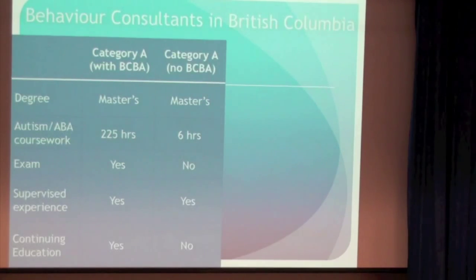A second way is the same, but not a BCBA. So now the person has a master's degree, but hypothetically only 6 hours of autism or ABA coursework, one course in each of those areas, right? There is no exam because there is no credential. There has to be a certain amount of supervised experience for folks serving kids under six, we're talking about. And the amount of supervised experience is specified. And there is no requirement currently for continuing education. So that's plan B or plan two.